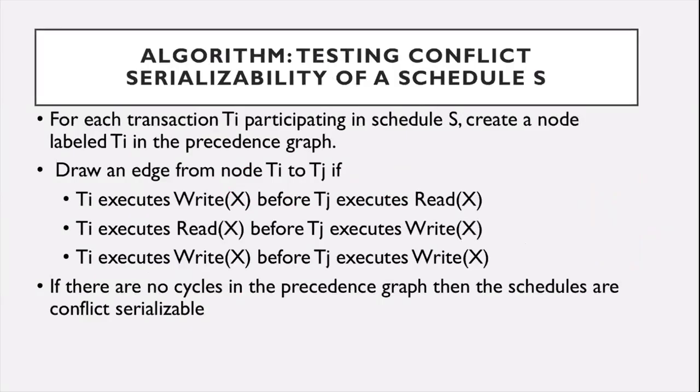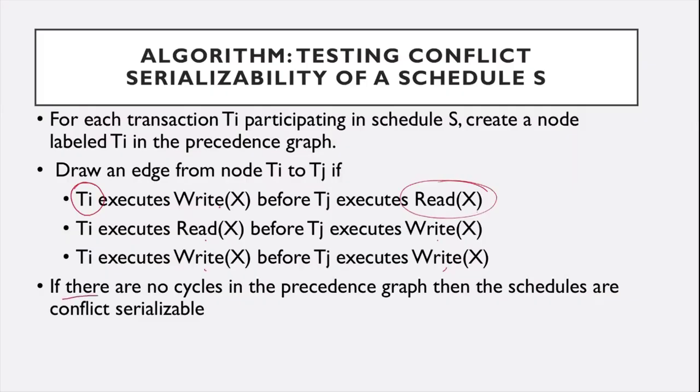For every transaction Ti participating in schedule S, create a node labeled Ti in the precedence graph. Then draw an edge from node Ti to Tj if Ti executes write X before Tj executes read X. So write X before read X of Tj, read X and write X, and write X and write X. If Ti executes a write or a read operation before Tj performs a read or a write operation on the same data item, then we will draw an edge.